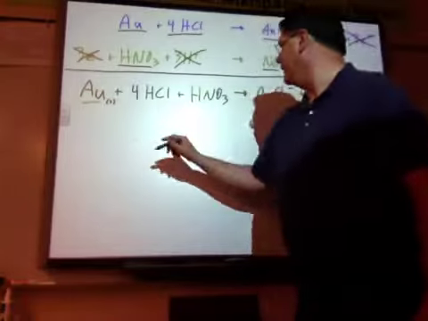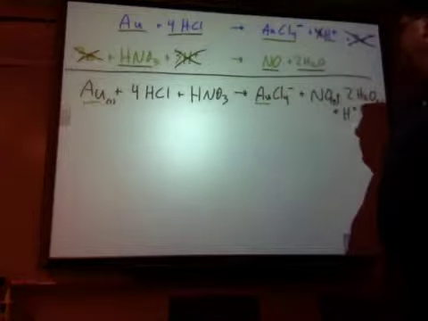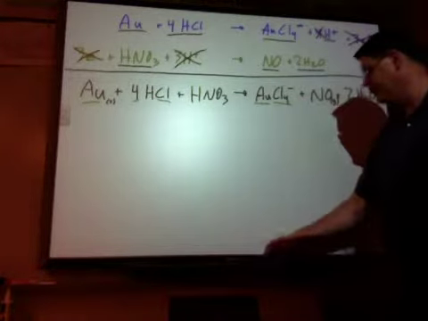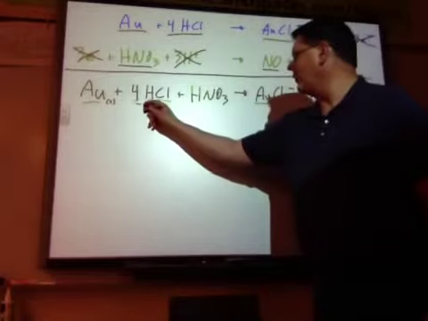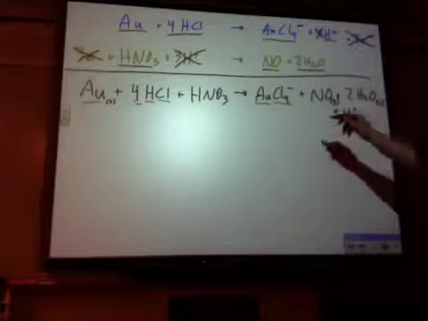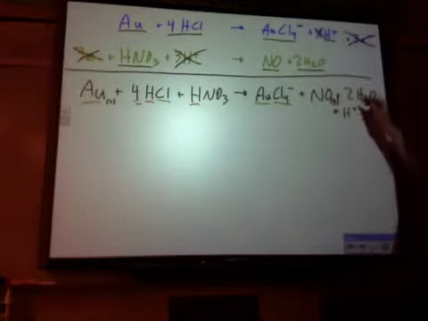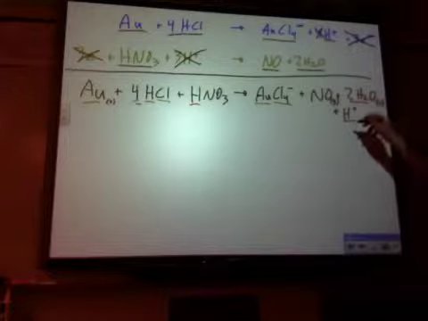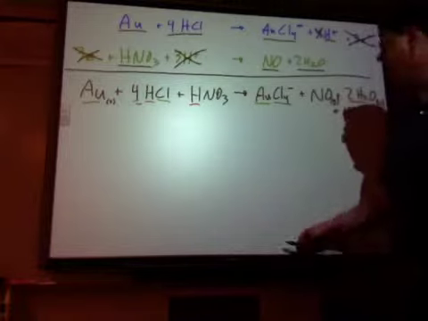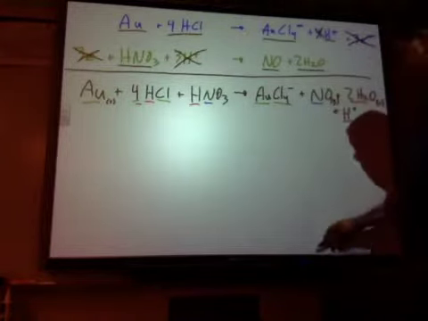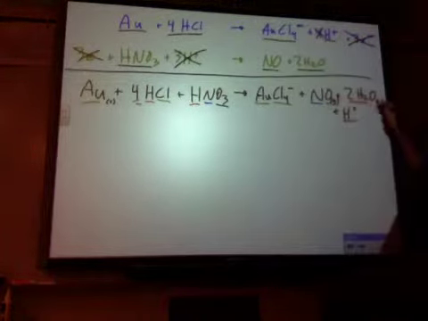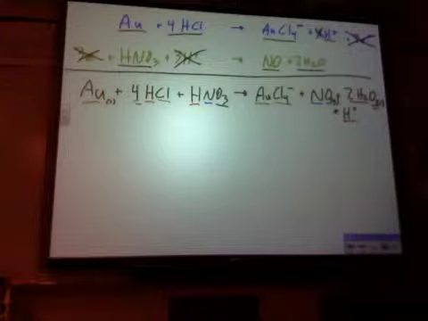So we have a gold here, that's good. We have 4 chlorines here, 4 chlorines there, that's good. We have 4 hydrogens, and another hydrogen. Oh, we have 5 hydrogens, don't we? That's good. So we have 4 hydrogens there and 1 more there, so that's 5. We have a nitrogen here and a nitrogen there, that's good. And we have 3 oxygens, and we have 1, 2, 3 oxygens there. We are set.